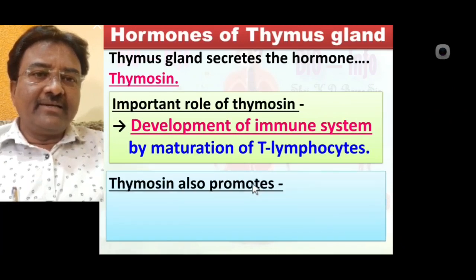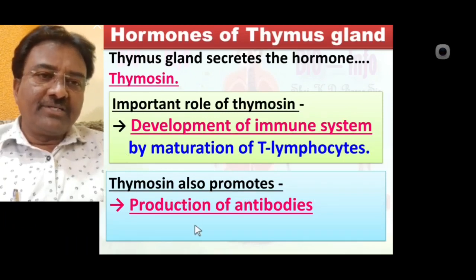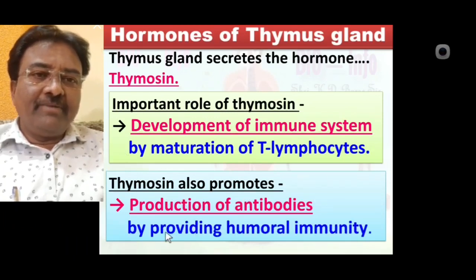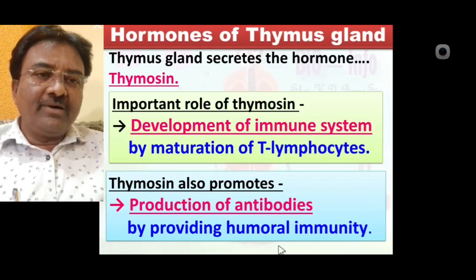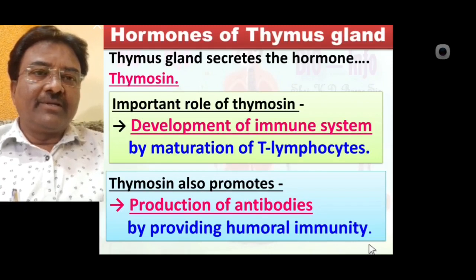Thymus gland also promotes, with the help of thymosin, production of antibodies. Thymosin, a hormone secreted by the thymus gland, promotes production of antibodies by providing humoral immunity. So these two roles are most important for thymosin.